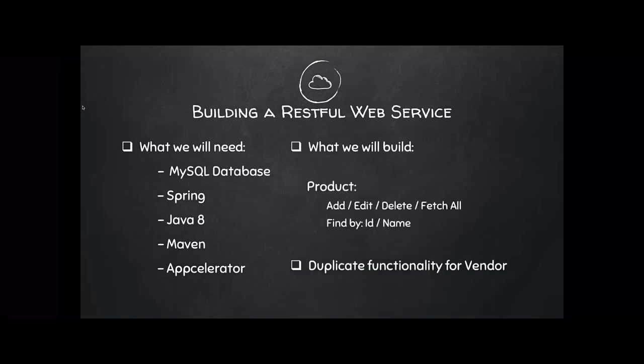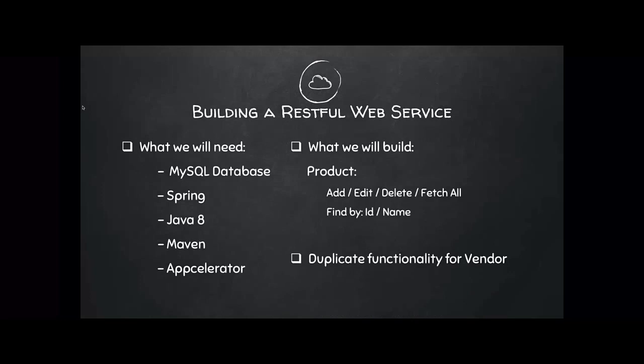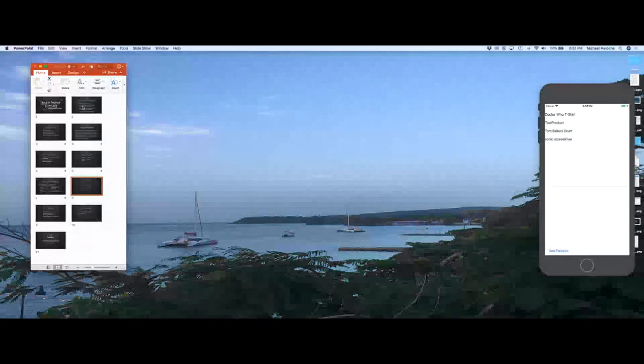But what are we going to build? Well, today we're going to build some product functionality in a RESTful web service that is going to give us the ability to add, edit, delete, and fetch all products. We're also going to include a find by ID and find by name. Then we're going to duplicate this functionality for vendor. So let me jump out to the demo.